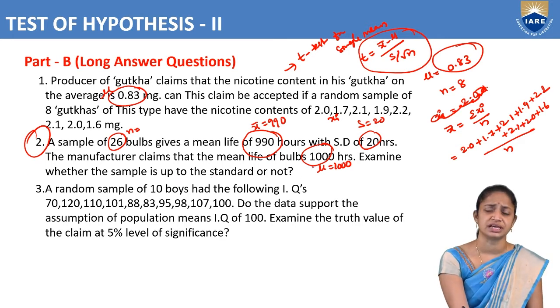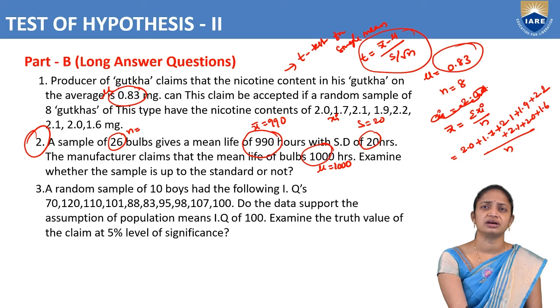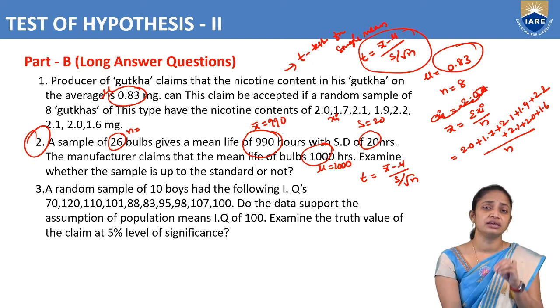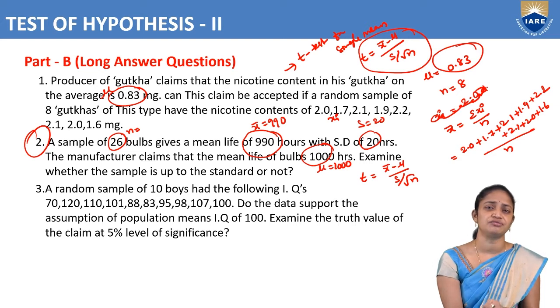So the same procedure for the second problem also. Here also we are using the t-test for single mean formula, that is x bar minus mu by s by root n. Based on the values we can write the formula, but the procedure is the same. First of all, we need to set up the null hypothesis. The next step is the alternative hypothesis, then the level of significance, and then the test statistic. In the test statistic, we have to use the formula, and the last one is the conclusion.